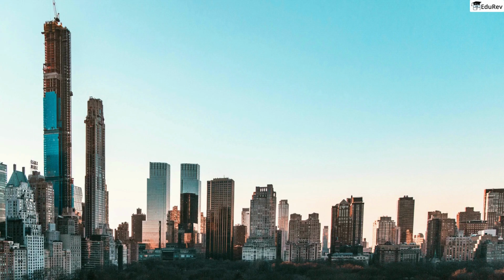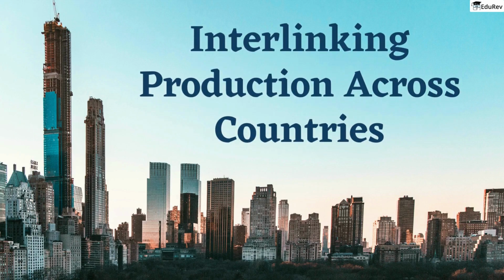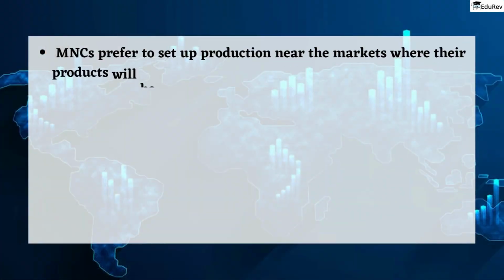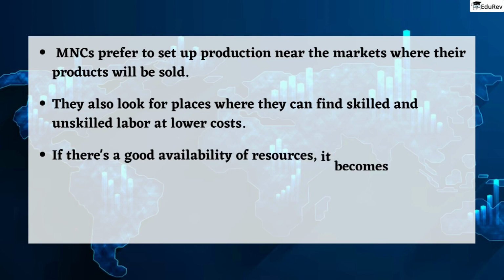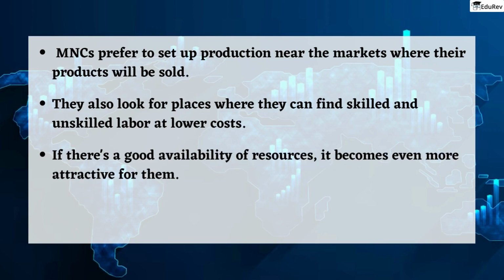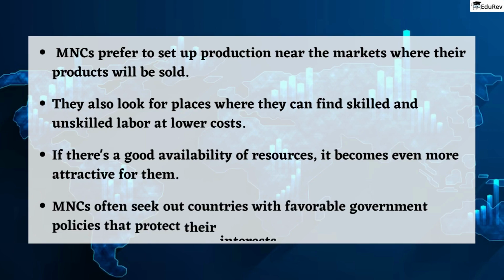Next, let's move to the second topic, interlinking production across countries. Firstly, MNCs prefer to set up production near the markets where their products will be sold. They also look for places where they can find skilled and unskilled labor at lower costs. If there's a good availability of resources like land, buildings, and machines, it becomes even more attractive for them. Additionally, MNCs often seek out countries with favorable government policies that protect their interests.